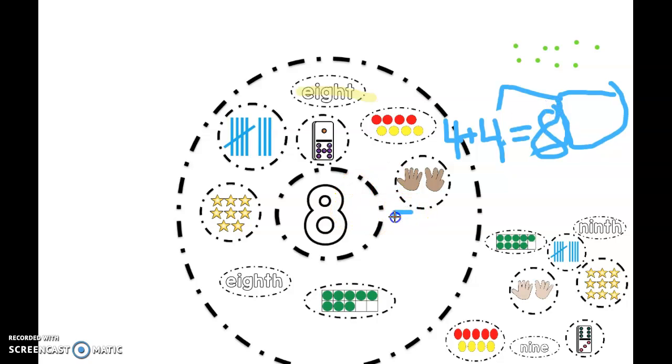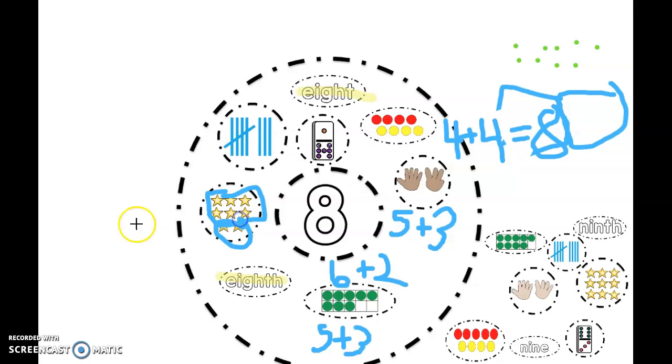Alright, I have 5 and 3 fingers. 5 fingers plus 3 fingers. We just did the 10 frame. It could be 5 on the top plus 3 on the bottom. Or you could have seen it as 6 on the side, on the left, plus 2 on the right. Okay, over here I have 8th for 8th place. Here, the first thing I saw was a group of 6, and then that left me with 2 left over. So I saw it as 6 plus 2 to give me 8.